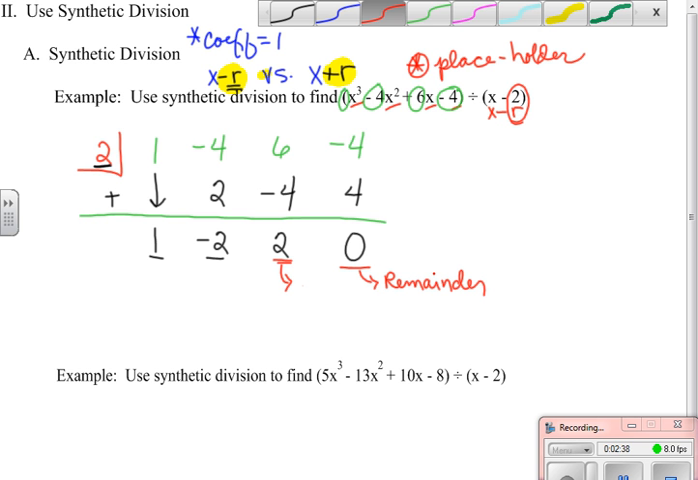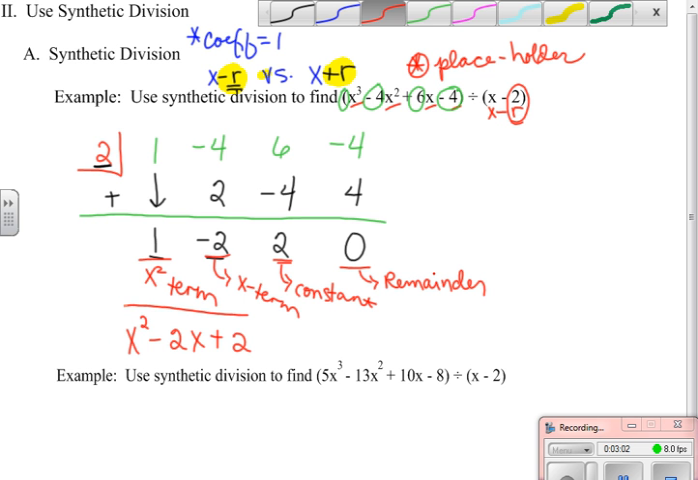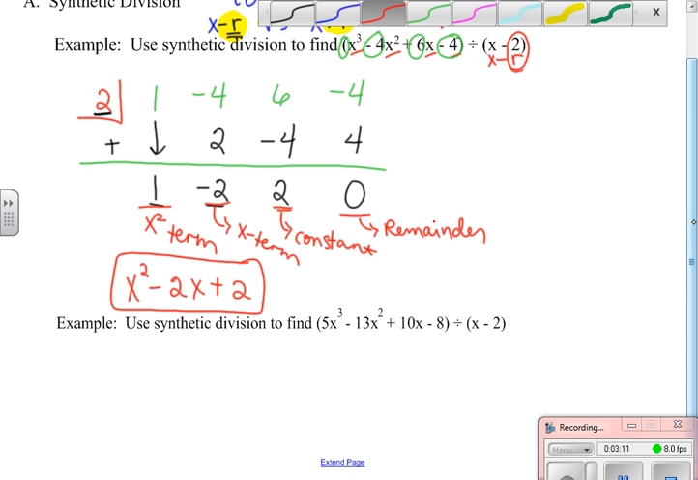Work backwards. This is your constant. Here is your x term, your linear term. Here is your x squared term. So what my answer is, and then these numbers all represent the coefficients. So I have 1 times x squared minus 2x plus 2. And that's your answer. So once you kind of get the hang of synthetic division, you can see how fast it really goes. So let's try another example.